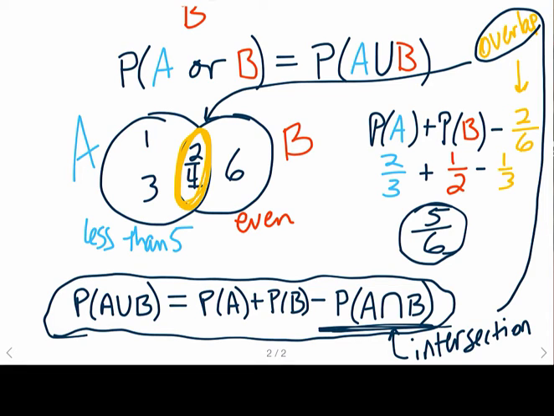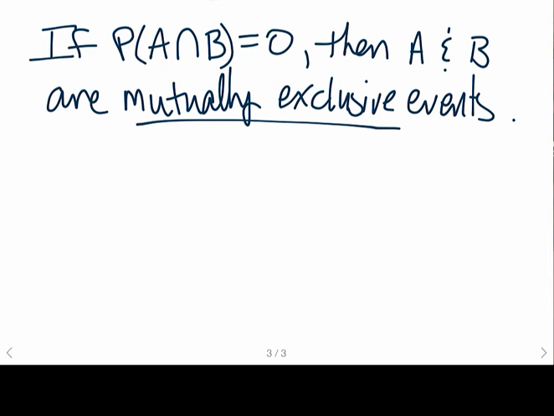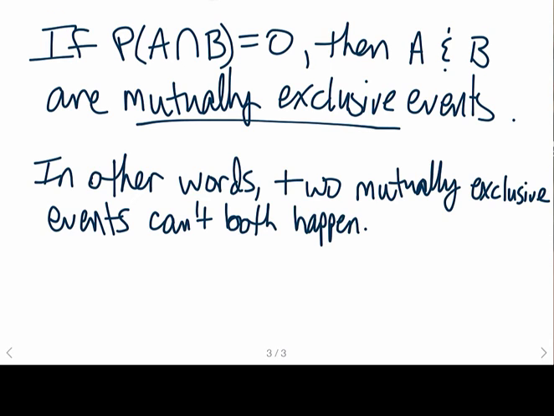If, by the way, the overlap turns out to be 0, like suppose A is even and B is odd, the probability of getting both is 0, right? So if the intersection is 0, then you have something that's called mutually exclusive events, which I suppose I should write down in the next slide. And as it sounds, mutually exclusive means that they just both can't happen. So in other words, they can't both happen.